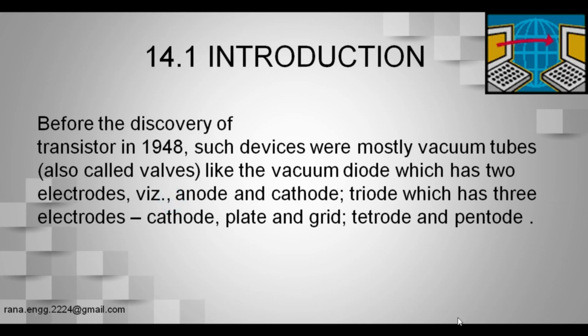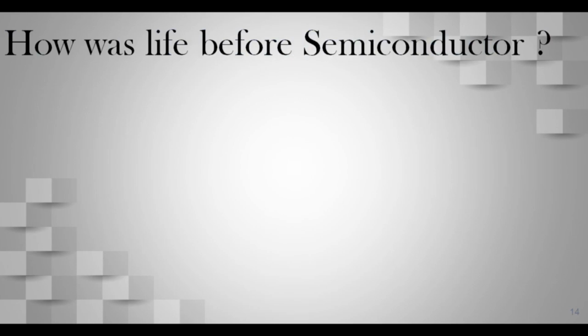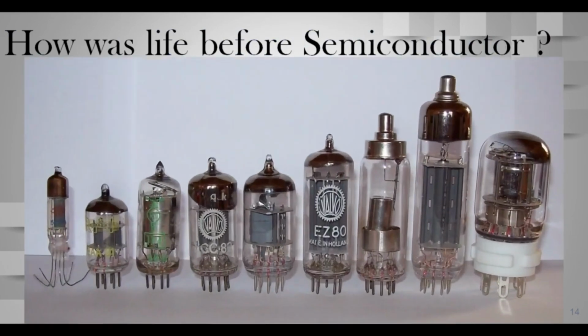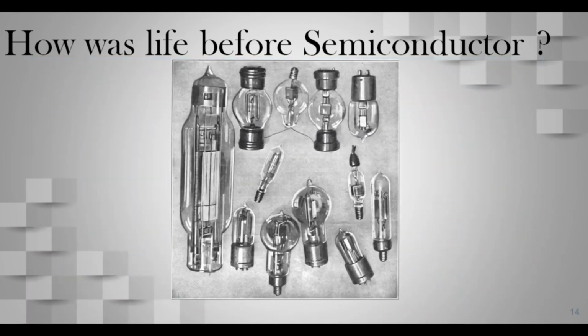So, what is the history of these semiconductors? And how did we get the requirement of these semiconductors? To understand that we have to look into the history. So, let us discuss how life was before semiconductors. Before the usage of semiconductors, the systems were made by using vacuum tubes. There were large vacuum tubes and they used to do the functions of transistors. These were heavy and bulky.